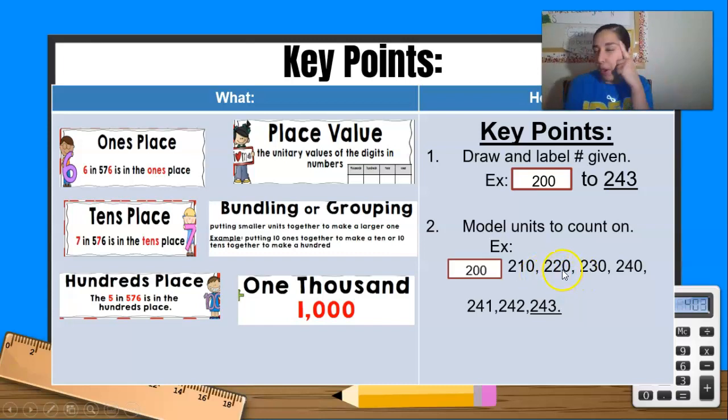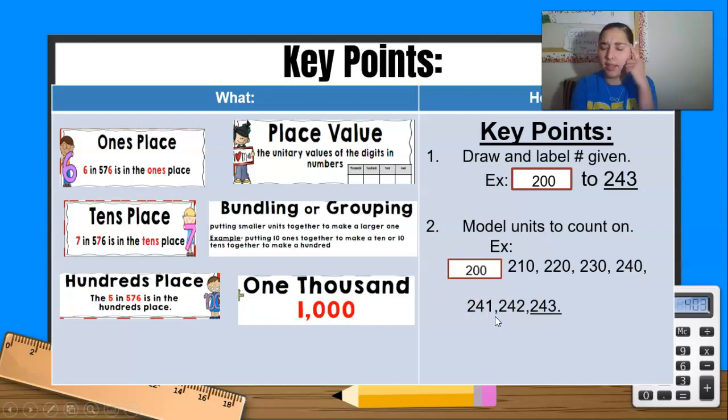I still think, do I count by ones or do I count by tens? I continue counting by tens and the number is 230. I think, do I count by ones or do I count by tens? Yes, by tens, and 230 plus 10 is 240. I think, do I count by ones or do I count by tens? You can't count by tens anymore because I need to get to the number 243. I need to count by ones now. So we'll go to 241.